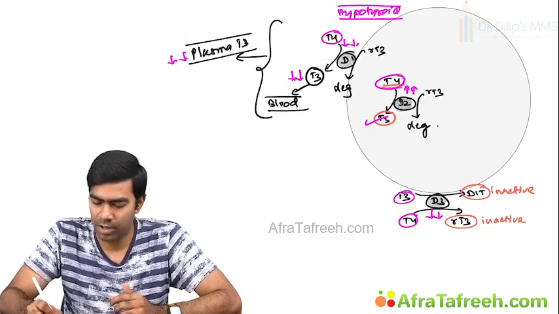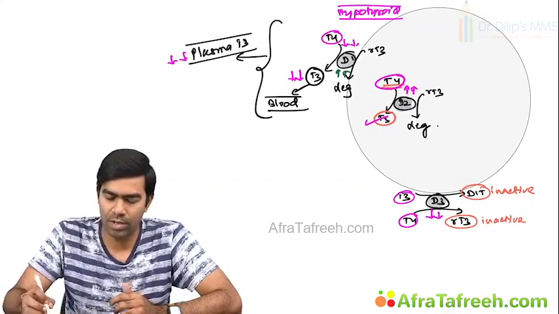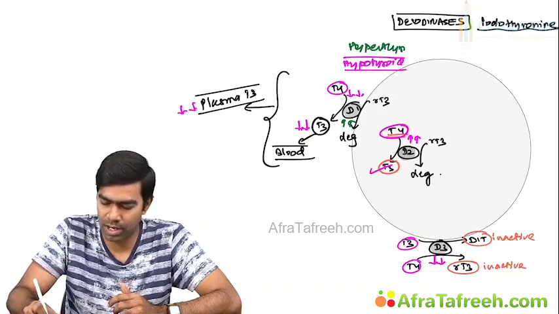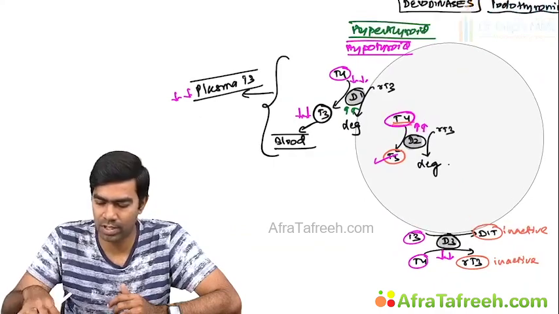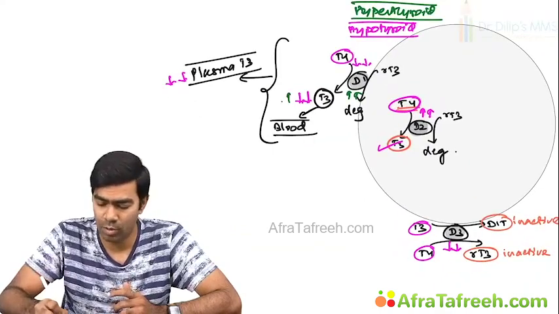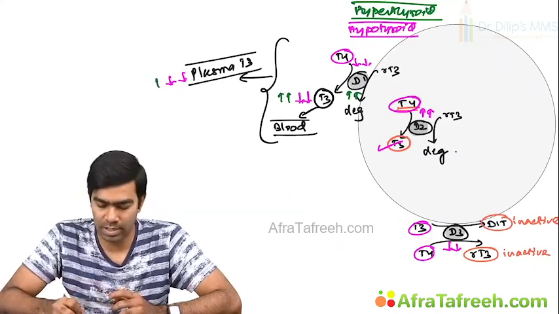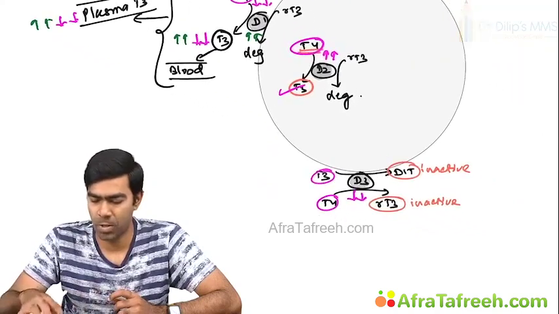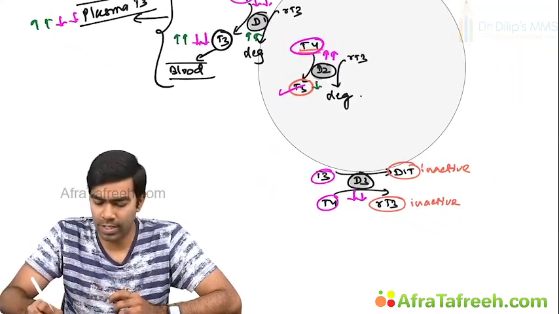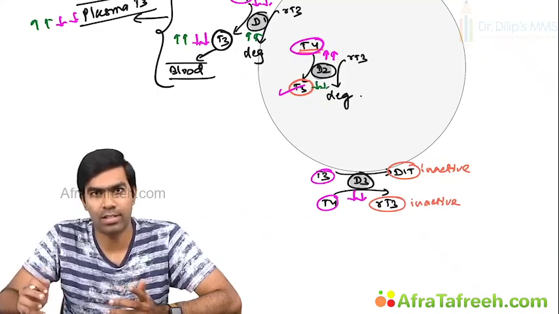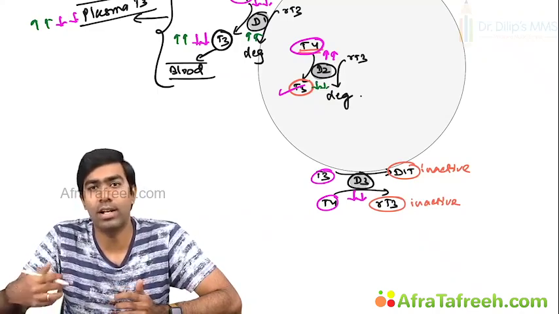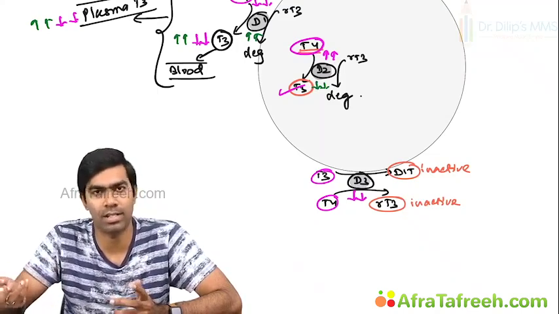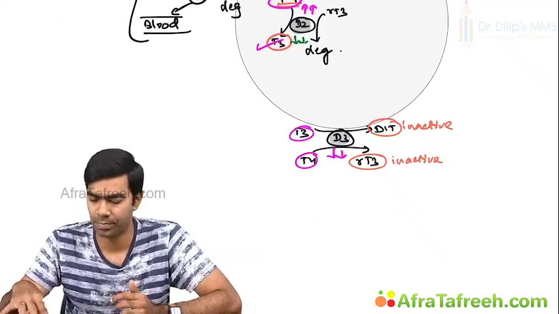Similarly, in hyperthyroid states, the activity of D1 deiodinase will increase. So I can write green as hyperthyroid state. In hyperthyroid state, the activity of D1 deiodinase will increase, and this is the main reason why plasma T3 is increasing in hyperthyroidism. Fine. And D2 deiodinase activity will decrease because already T4 is in excess, and inside the cell, to avoid this intracellular hyperthyroidism, the D2 deiodinase activity will be decreased because T3 is the active intracellular hormone.